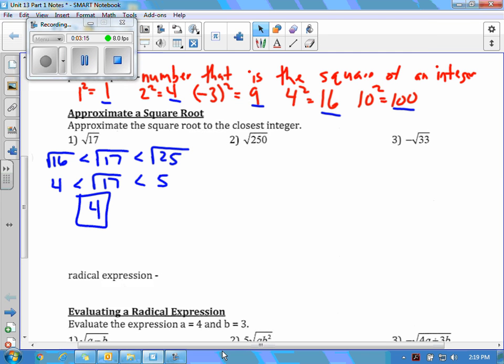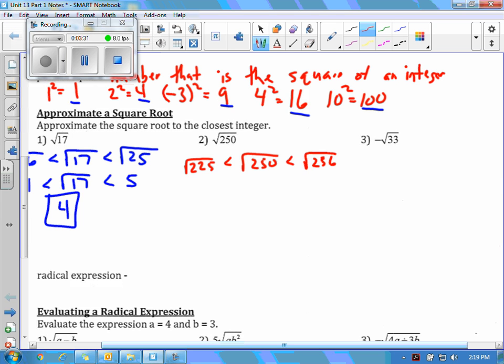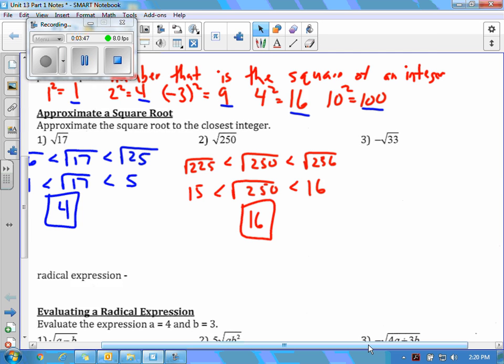Next up, we have 250. So again, 250 is not a perfect square, so I want the perfect square that's just below it, which is 225. And I want the perfect square that's just above it, which is 256. I take the square root of 225, which is 15. I take the square root of 256, which is 16. I say that 250 is closer to 256, so it's approximately 16. All right, I'll let you guys try number 3.